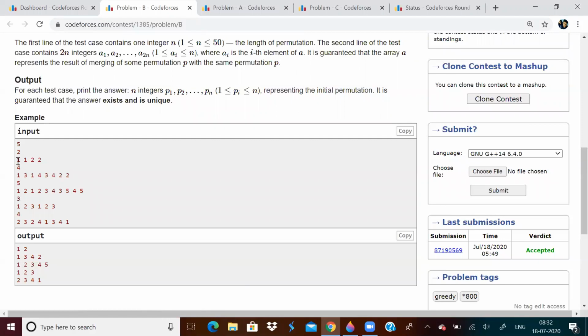See, for example, let us discuss the test case 1122. We know that a permutation from 1 to n means that 1 should be present and 2 should be present. So the solution is to traverse through the array and check if any element is present in a set. Keep a set, and if the element is not found in the set, insert it in the set and print that element. If the element is found in the set, don't do anything.